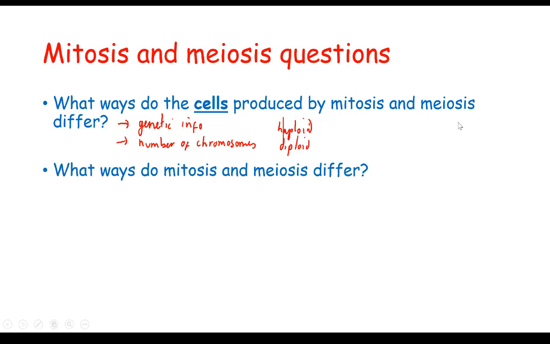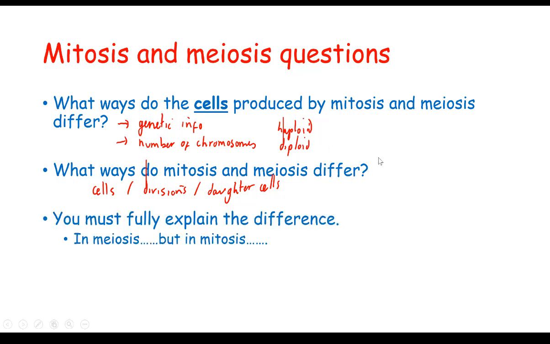What ways do mitosis and meiosis differ? So in that part you could talk about the cells. You could also talk about the number of divisions. You could talk about the number of daughter cells, and you could mention all the stuff we've talked about in this part up above. But you must fully explain the difference. So we need to say, for example, in meiosis, the daughter cells are genetically different, but in mitosis, the daughter cells are genetically identical to each other.